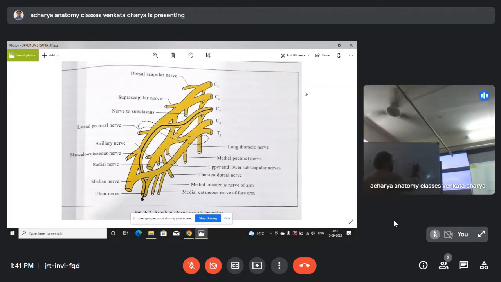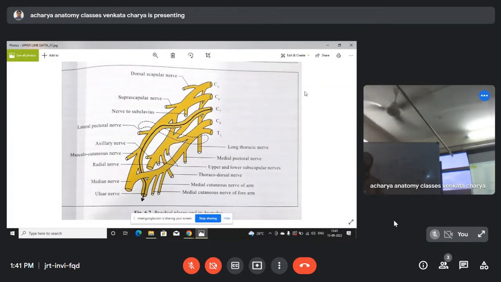Upper trunk ventral division, then middle trunk ventral division, both unite to form a cord called the lateral cord. Then the lower trunk ventral division directly forms a cord called the medial cord.